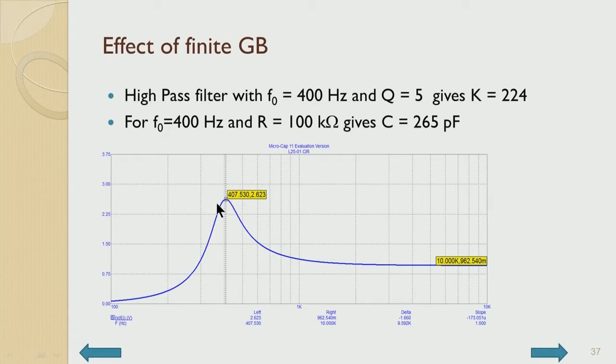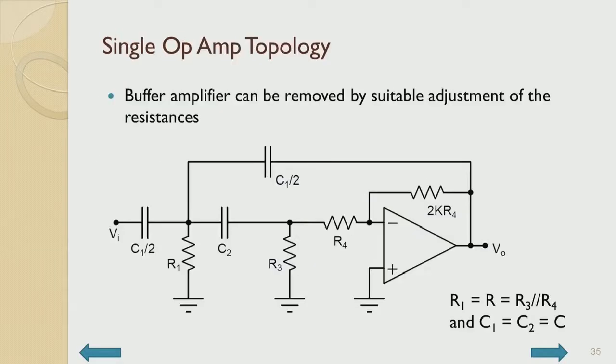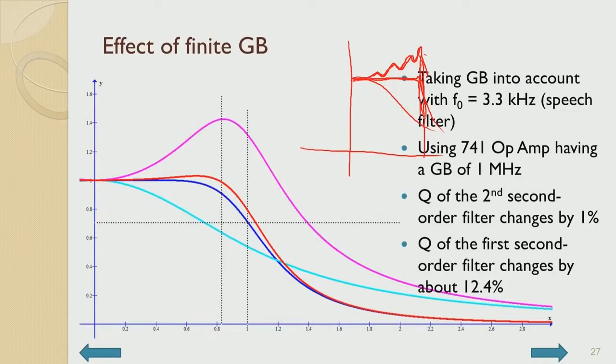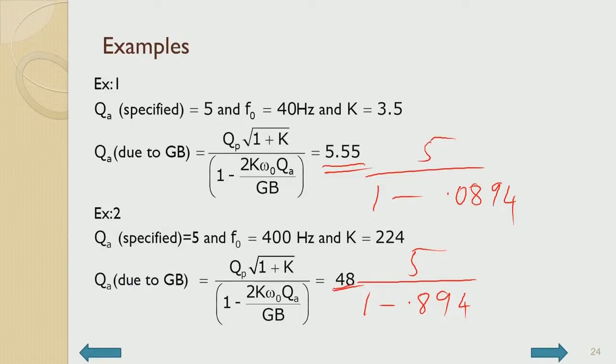So, this should have been 5, whereas you can see that it is 2.623, a huge variation from the expected value of 5. Whereas, what has happened in the case of low pass? Let us look back. The Q has been enhanced considerably. In the second example, with the same frequency, same Q and same K, the Q from the original 5 has jumped to 48, a 10-fold increase in Q due to the gain bandwidth product.